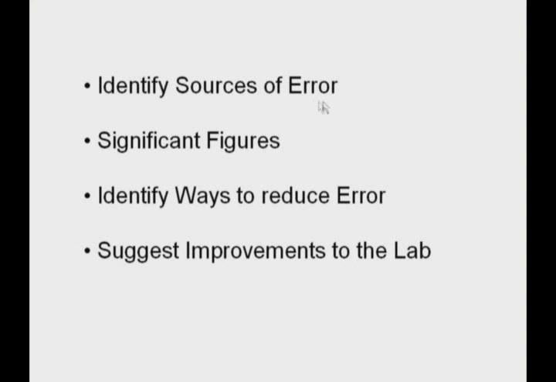First one, identify the sources of the error. Usually I ask you somewhere between 2 and 4 sources. Significant figures on the answer. You are choosing how many significant figures on each of your measurements and your final answer. Identify ways to reduce the error. These are the errors that you listed up here. They have to be the same errors, right? And suggest ways to improve the lab.